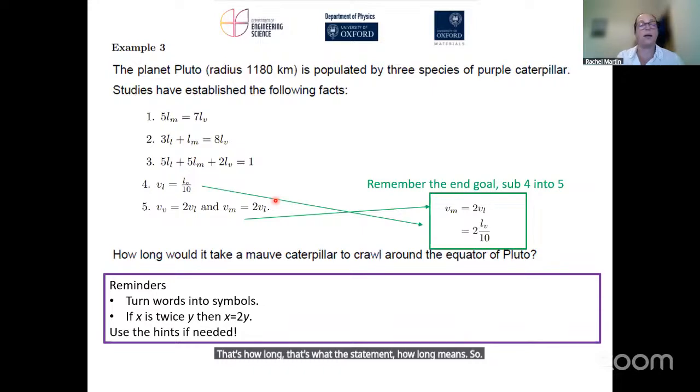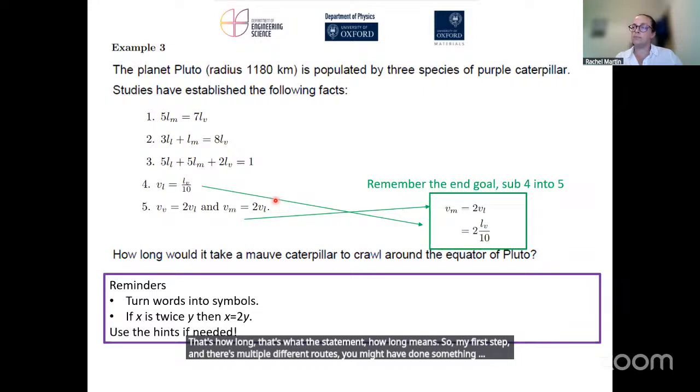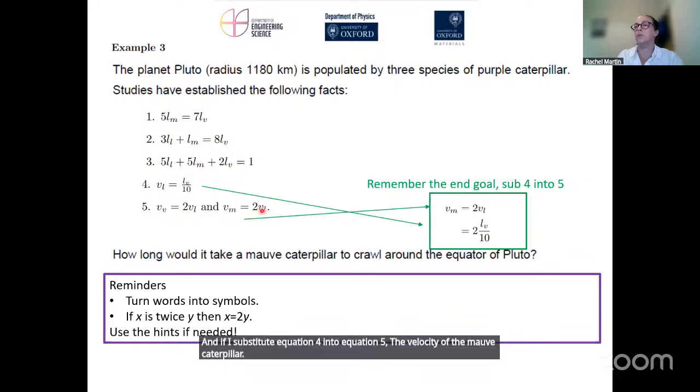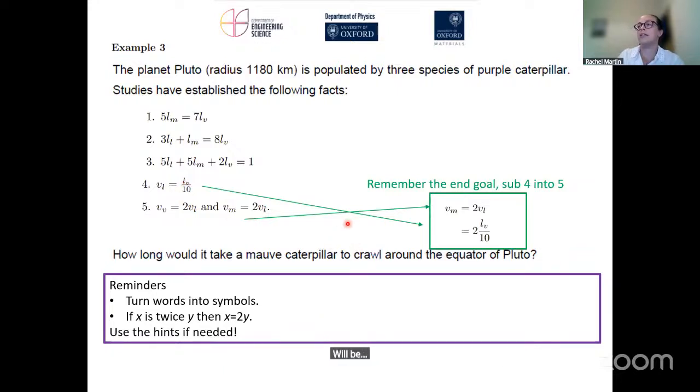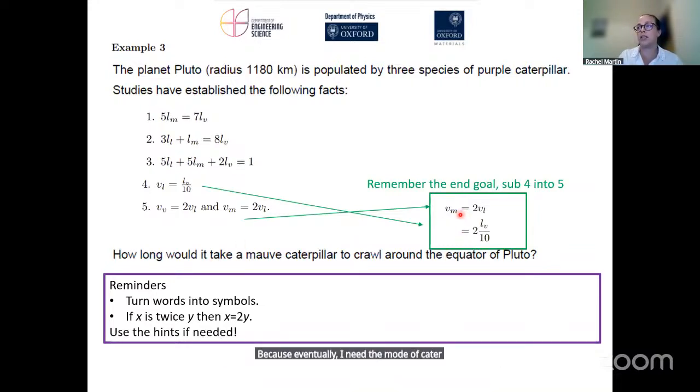So my first step, and there's multiple different routes, you might have done something different, is substitute equation 4 into equation 5. And if I substitute equation 4 into equation 5, the velocity of the mauve caterpillar will be twice the length of the violet caterpillar over 10, which we can end up simplifying. Now, next I'm going to look at equations 1 to 3, because I've got a bit further, but not that much, because eventually I need the mauve caterpillar's velocity. That's why I started there.